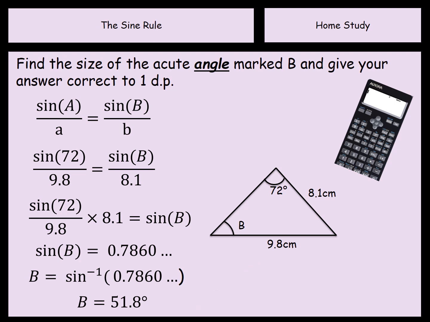Okay, so you've seen an example of finding a missing side. You've seen an example of finding a missing angle. I would recommend that you start to write these down so that you've got an example that you can follow. And next we're going to have a go at some questions.